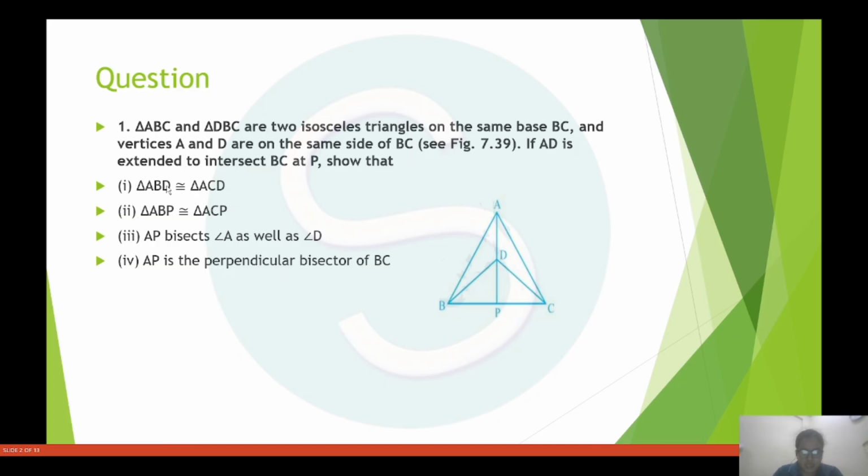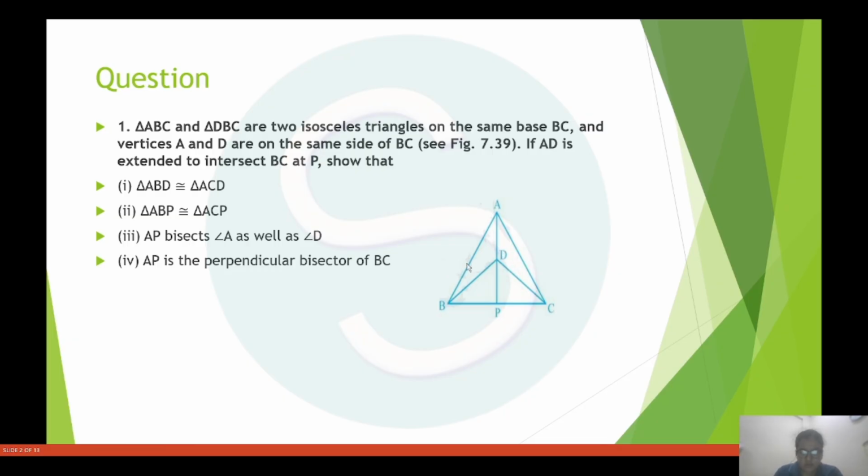So first is triangle ABD and ACD are congruent. So firstly, we have to show A, B and D this triangle and A, C, D this triangle, these two triangles are congruent. We have to show this.